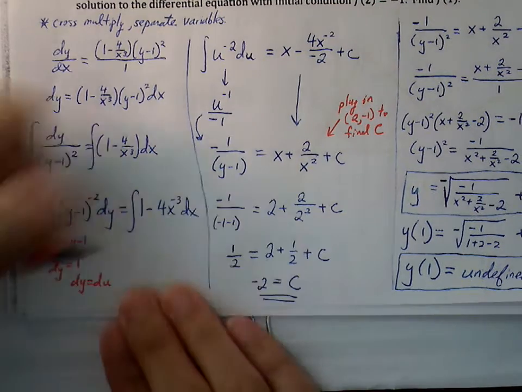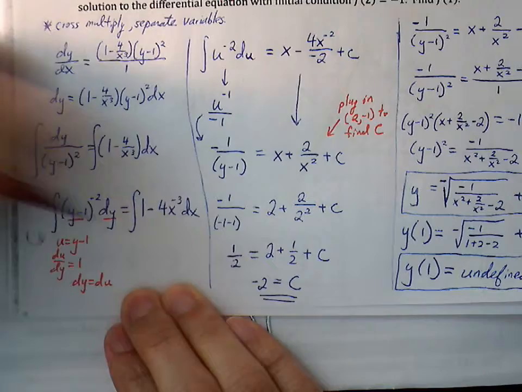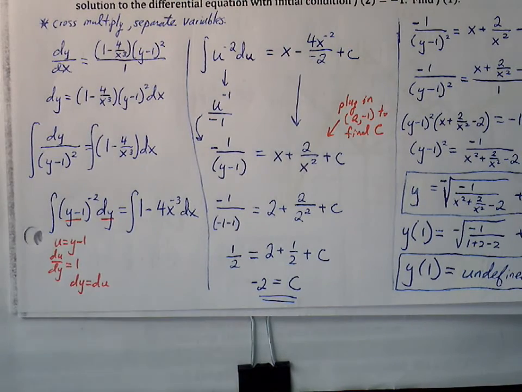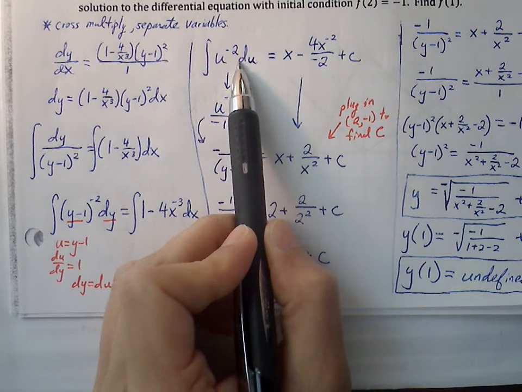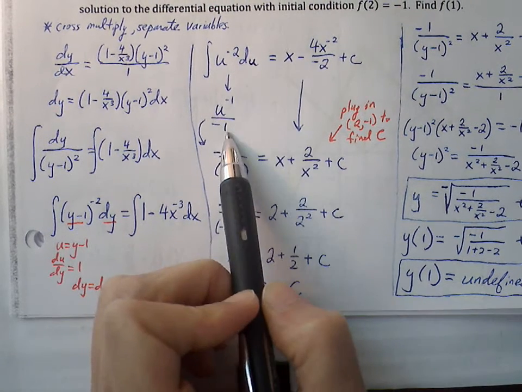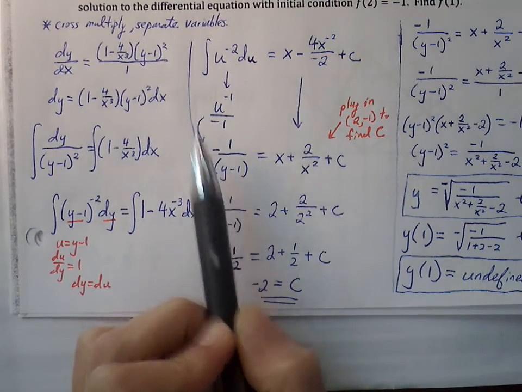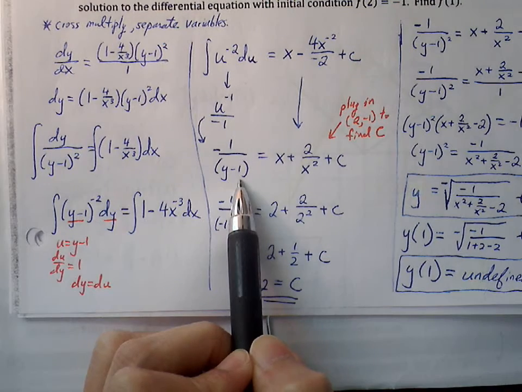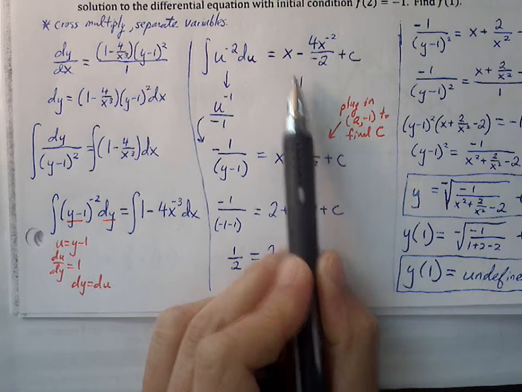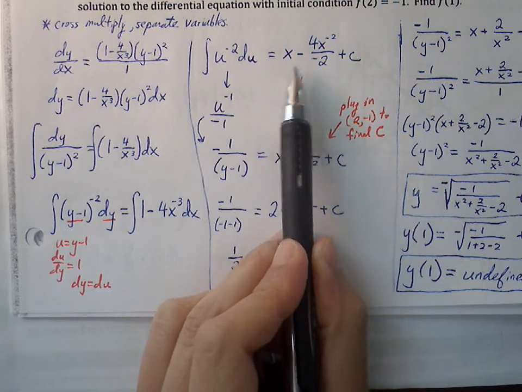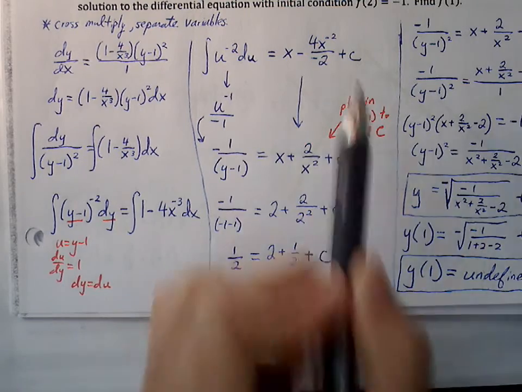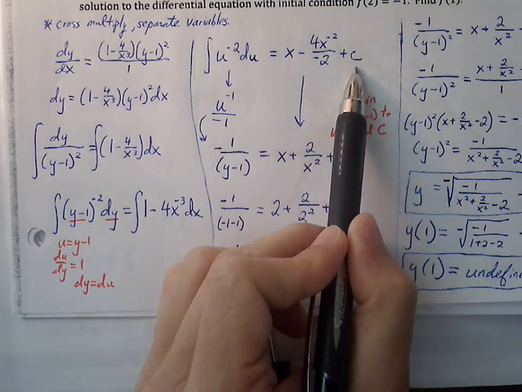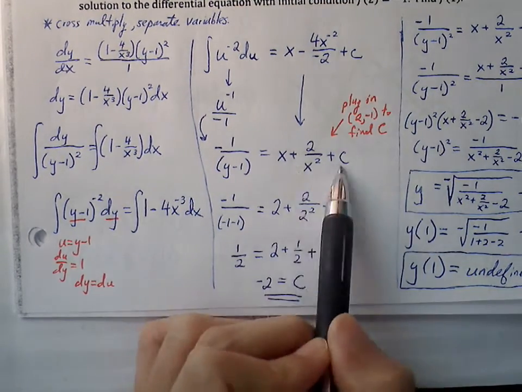Okay, left side, u equals y minus 1. We're going to replace these two pieces here. Let the u value be y minus 1. du over dy equals 1. dy equals du. We get it in terms of u. We do power rule, u to -1 over -1. And replace the u back in terms of the original variable y. The right side, we do power rule. 1 becomes x. 4x to -3 becomes 4x to -2 over -2. Don't forget plus c. Clean up the right side.